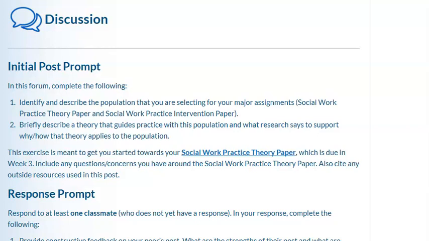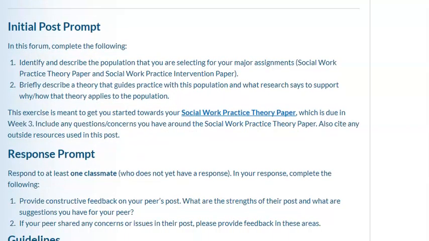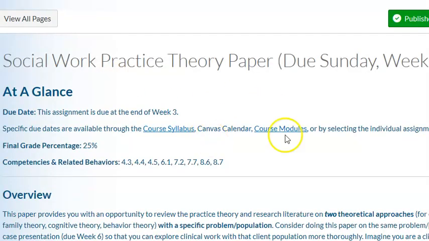This exercise is meant to get you started towards your social work practice theory paper, which we'll look at in a second, which is due in week 3. And then you will respond to one of your classmates' posts. So let's see if quickly this will come up in terms of the social work practice theory paper. So this assignment is due week 3.